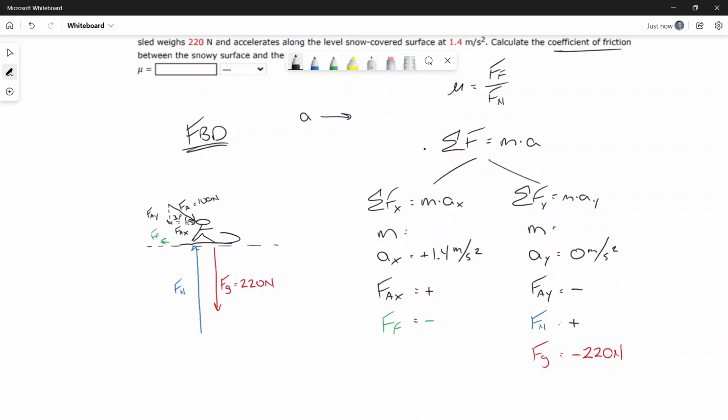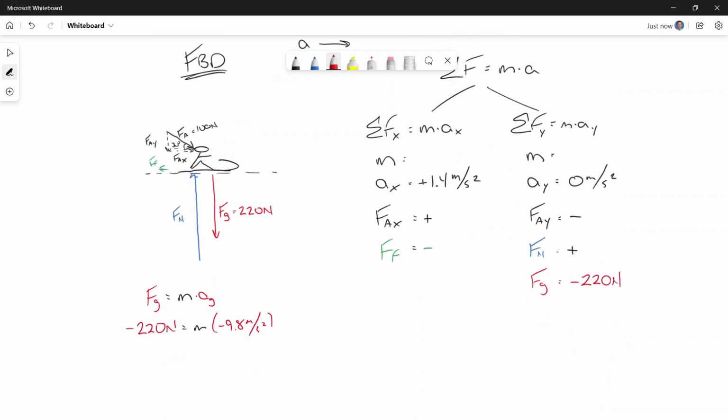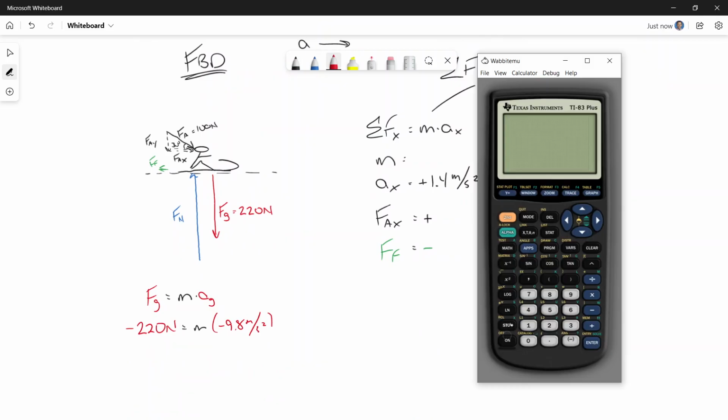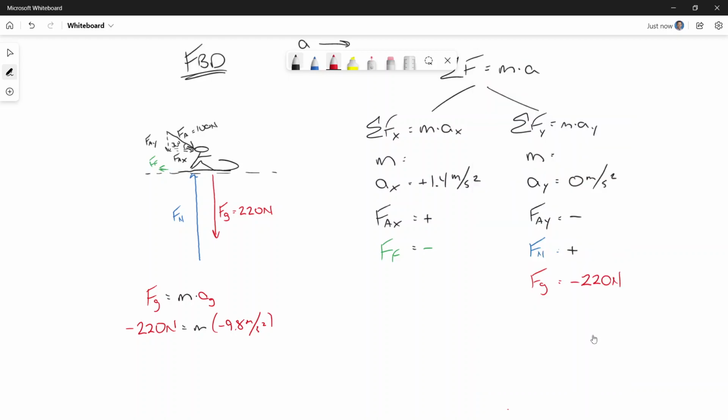What about that mass? Well, they told you the weight of this sled. We know that Fg is always equal to the object's mass times the acceleration due to gravity. In this case, we know the weight is downward at 220 newtons. We don't know the mass, but we know the acceleration is also downward at 9.8 if it was just in free fall, right? So if there was the only force, that mass would be accelerating downward. And so we can use that to calculate the mass by taking 220 and dividing by 9.8. And when you get that, you get a mass of 22.45 kilograms.